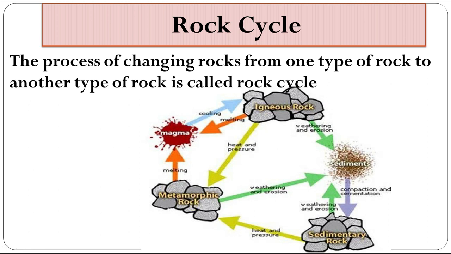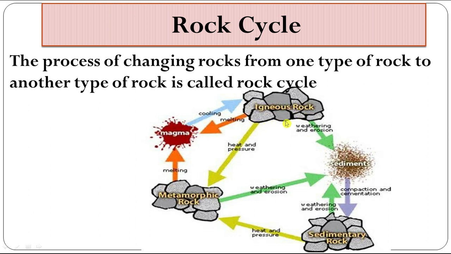Sometimes these metamorphic rocks melt due to very much heat and pressure, and they take the form of magma, and this magma comes out in the form of lava out of volcanoes, and when that lava cools again, metamorphic rocks get converted into igneous rocks.